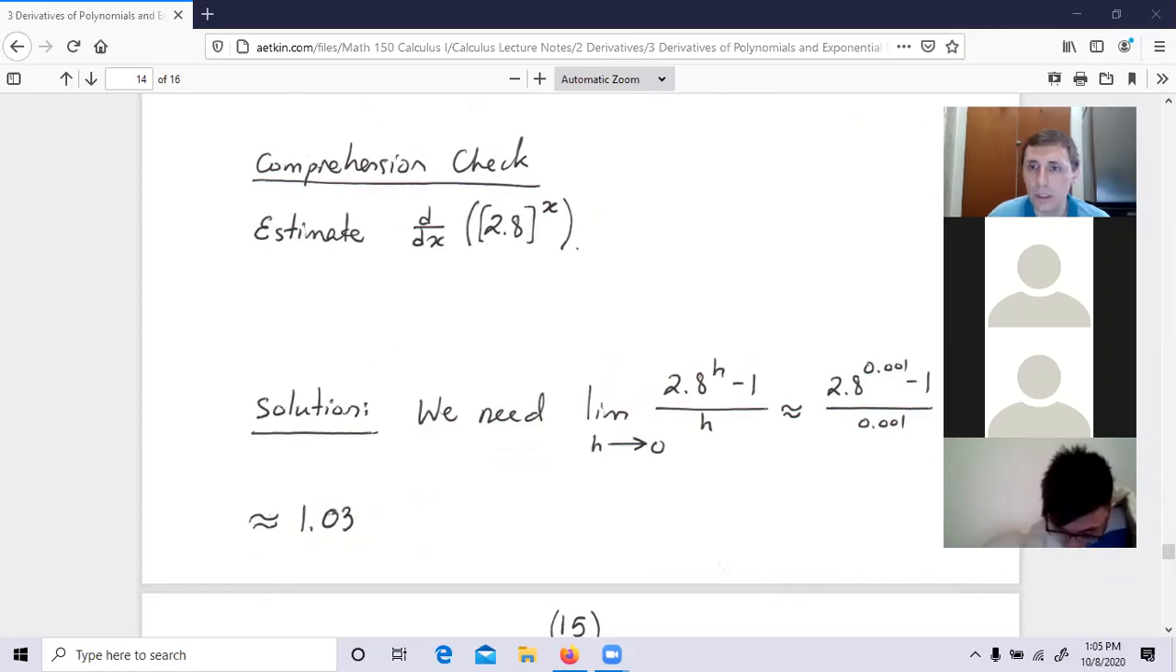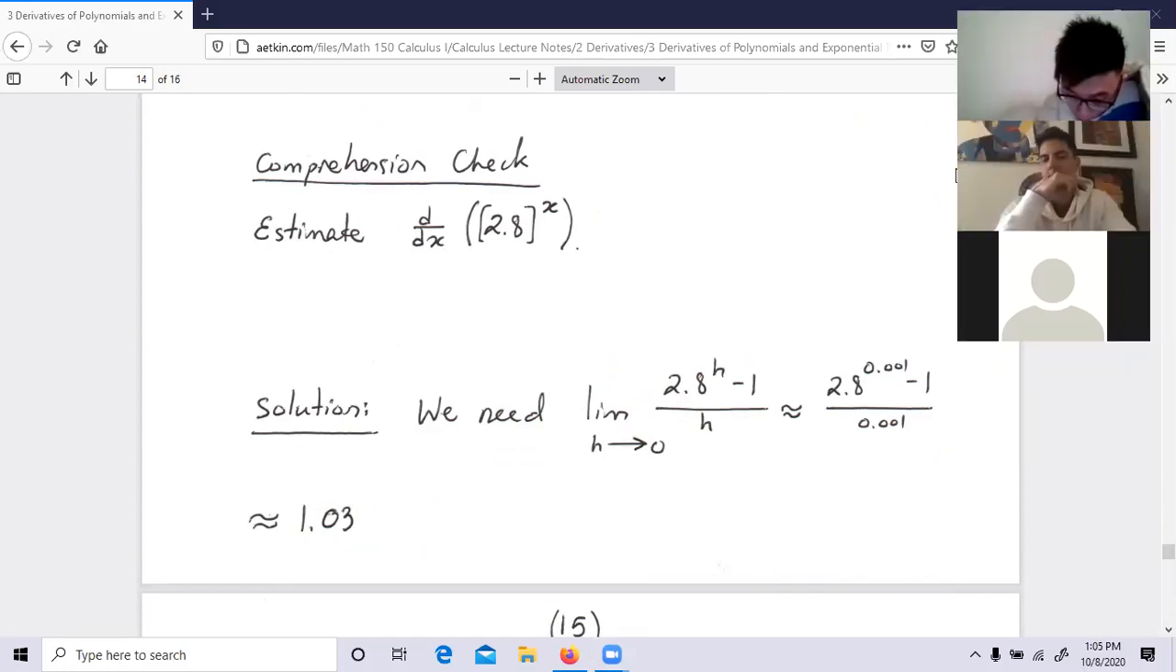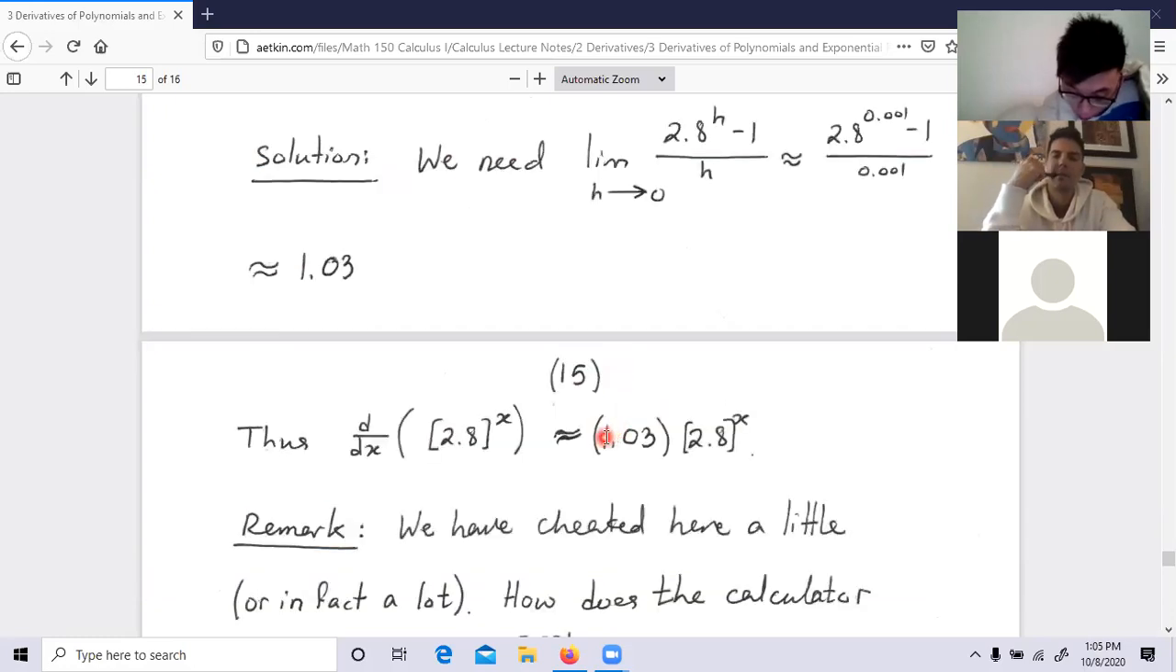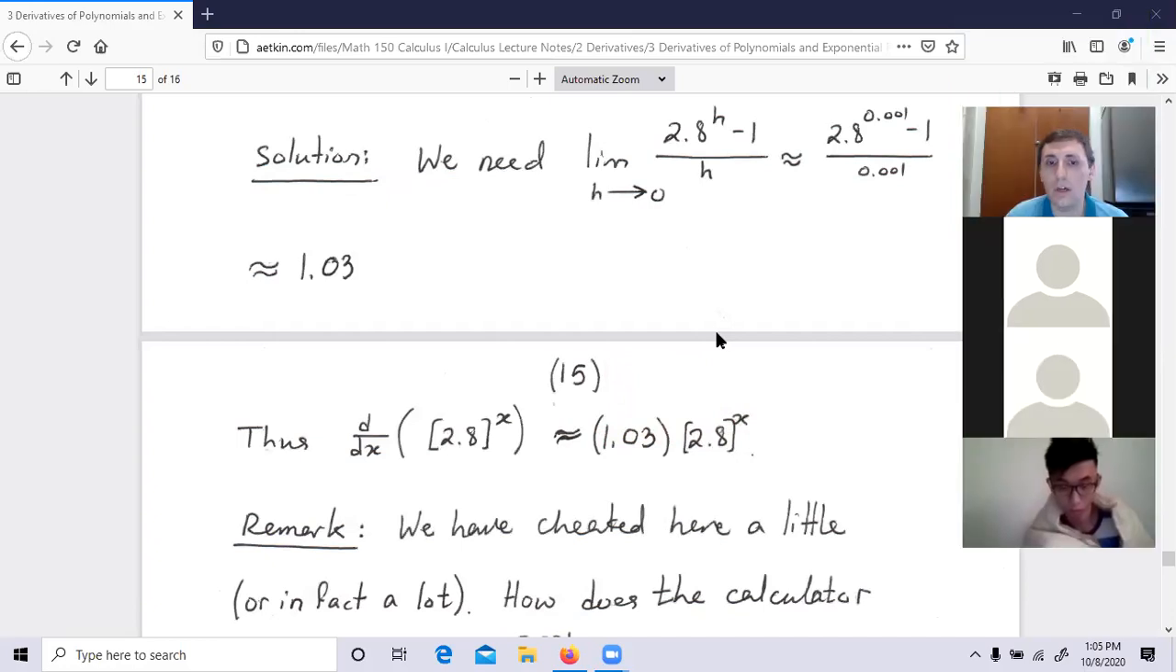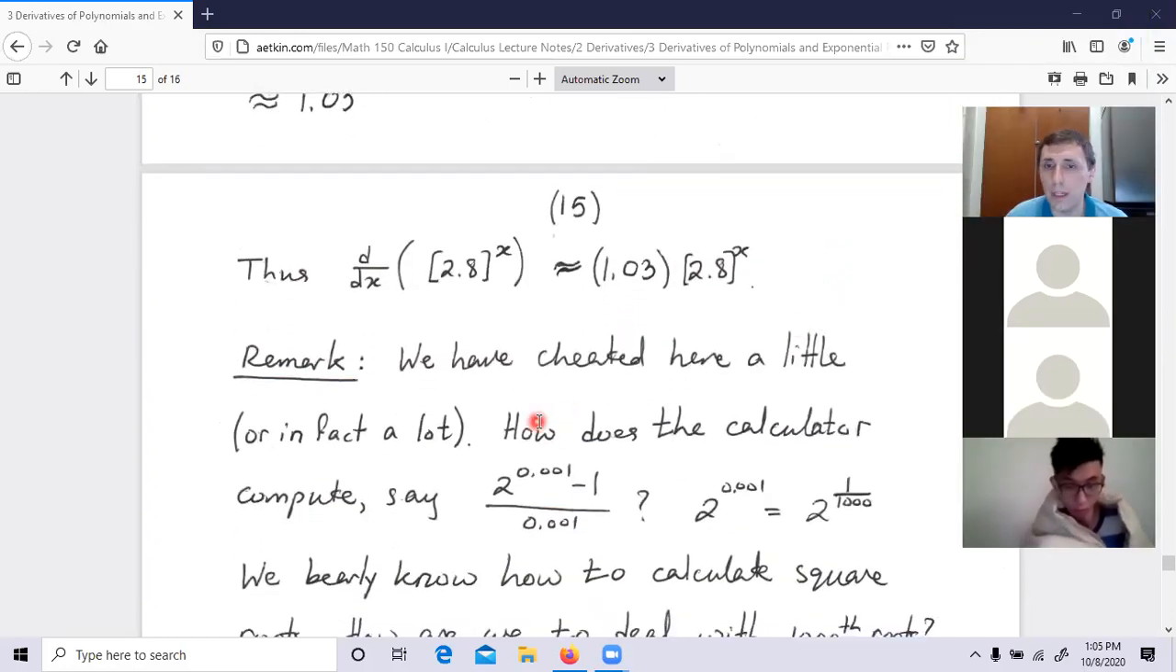Yes. You understood how we did it? So the derivative of 2.8 to the power of x is essentially, well, it's roughly 1.03 times 2.8 to the power of x. And here is a remark that I want you to carry to heart, right? We have cheated a little or maybe a lot when we're using a calculator.